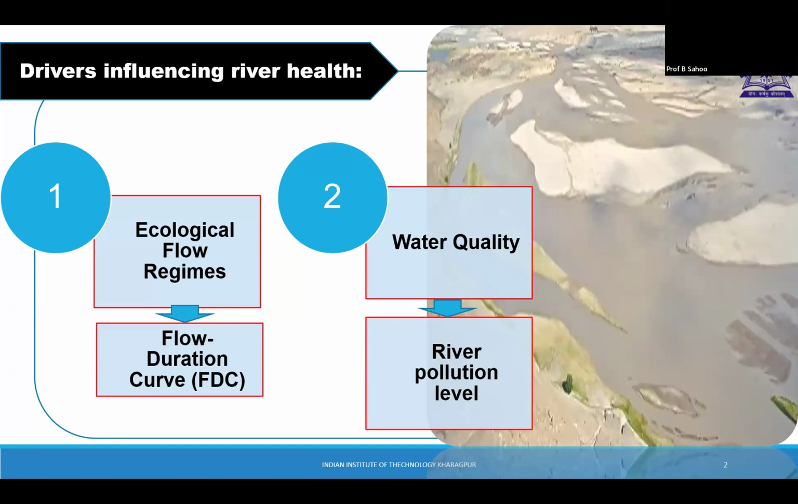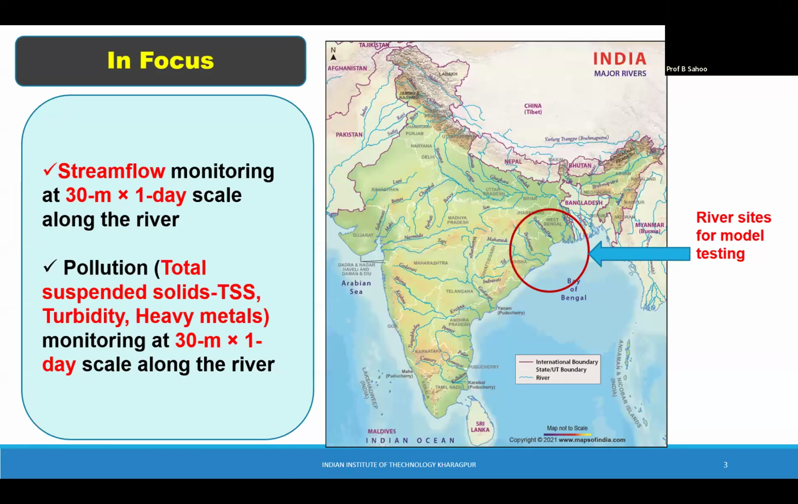Near real time means I am talking about an everyday basis at 30-meter resolution. At 30-meter intervals along the river profile, I can get the flow value and the pollution. When I talk about pollution, it is total suspended solids, turbidity, and some of the heavy metals. This is from one DST project. We got the DST project, and from that we tried to experiment with this.